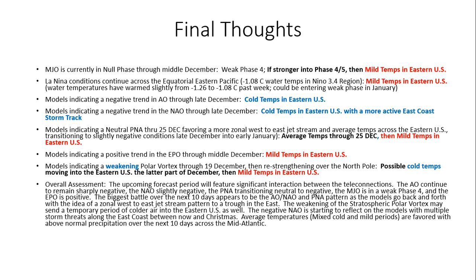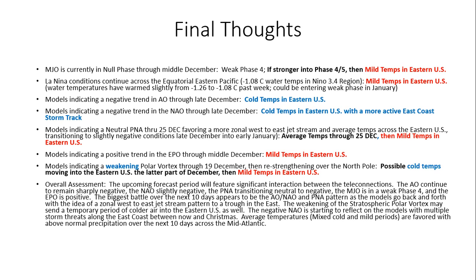Models are indicating a neutral PNA through about the Christmas holiday, 25 December. Now that's going to favor a more zonal west to east jet stream and average temperatures across the whole United States, not just the east, everywhere. When you flatten the jet stream, you generally keep the coldest air to the north of that jet stream axis and the mildest temperatures to the south. So we would expect average temperatures with a neutral PNA through about 25 December, Christmas.